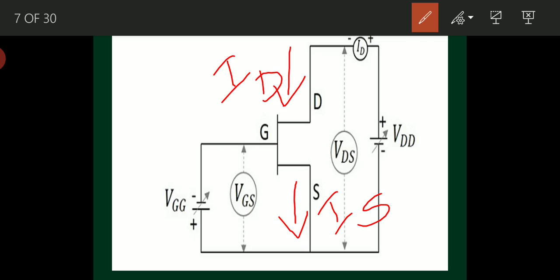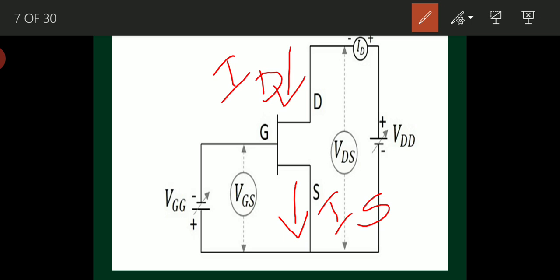If you compare it with BJT, then in common base configuration, IE nearly equals IC, since IB is very less, right? And if you take common emitter configuration, then IC equals beta times IB, right? Output current is not equal to input current there, but input current controls output current in BJT. Here in FET, ID output current is equal to IS, source current. Drain current is equal to source current, and IG is nearly equal to 0.